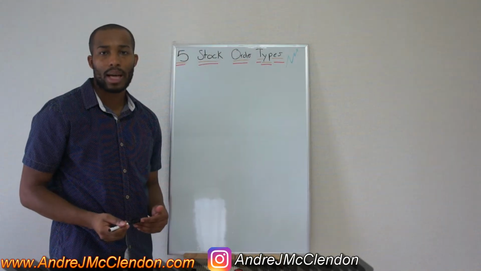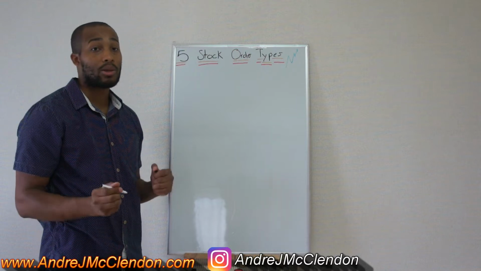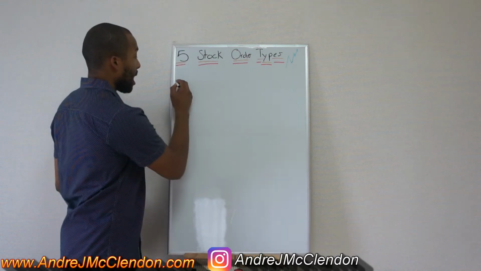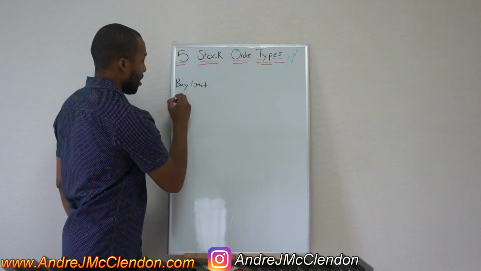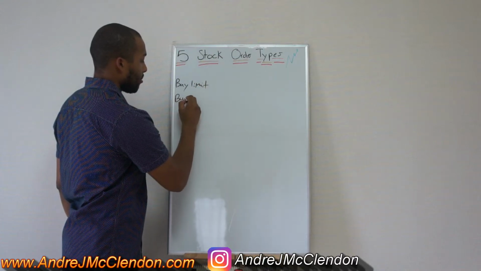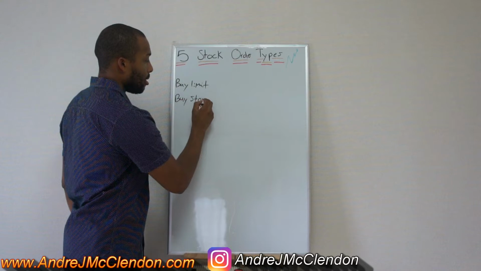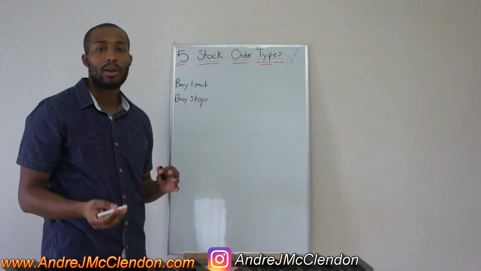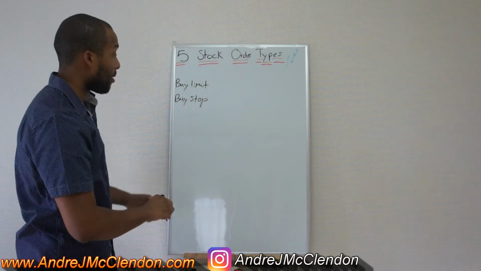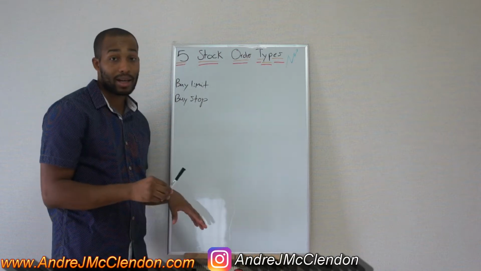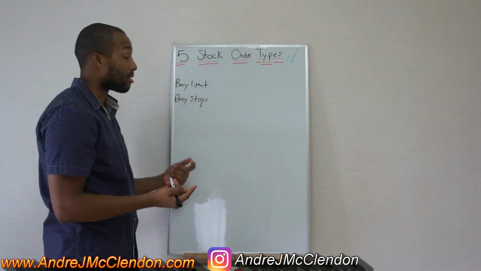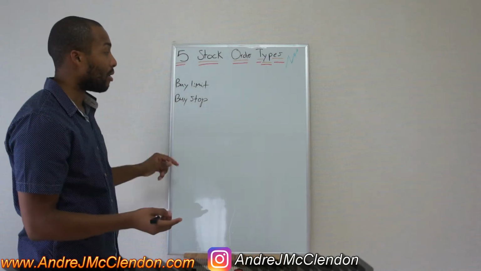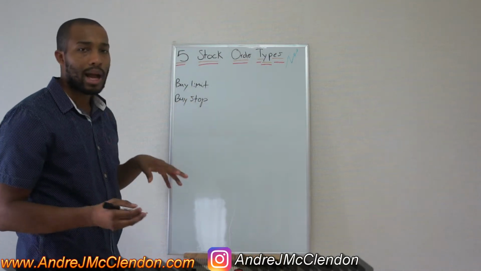Our next 2 order types are going to be buys. We're going to look at the 2 types of buy orders: a buy limit and a buy stop. How do you implement them and what do they mean? A buy means that you want to buy at a certain price and have the market price go up, that's typically what it means. But a limit and a stop act a little bit differently.